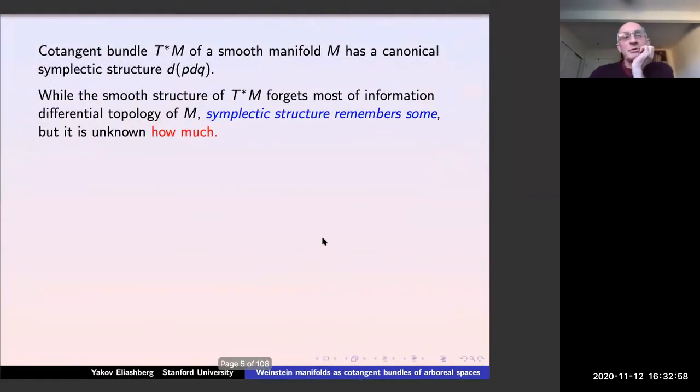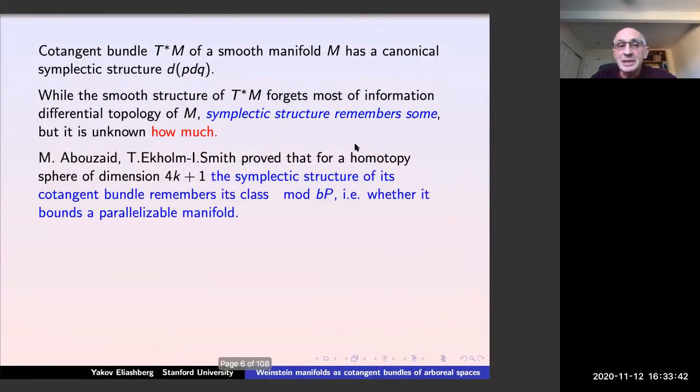So let me start to explain. When we have a cotangent bundle of a manifold, it has a canonical symplectic structure. When you take a cotangent bundle as a smooth manifold, it forgets most of the differential topology. Essentially, it only remembers mostly the homotopy type, and the smooth topology disappears. For instance, for exotic spheres, the cotangent bundles are all diffeomorphic. But the symplectic structure remembers something, though it's not known precisely how much.